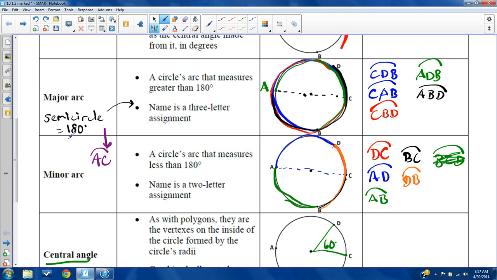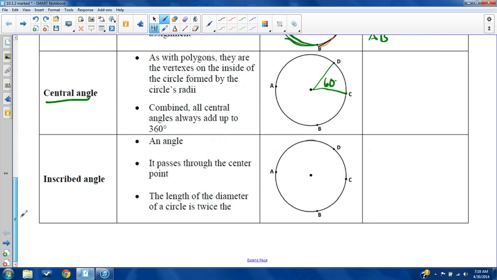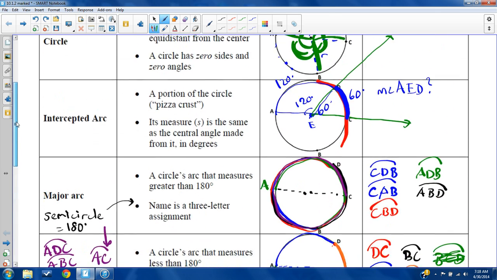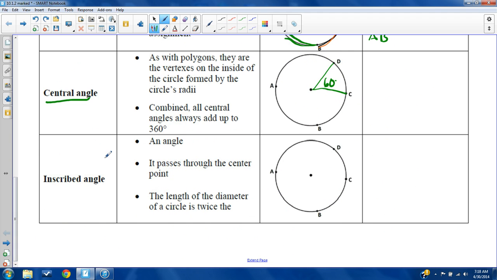So you need to do a 3-letter assignment like ADC or ABC, and now we can say which direction we want to go. ADC is this way because it crosses through D. ABC is this way because it crosses through B. So semicircle, you still need a 3-letter assignment just like major arcs, even though they are not greater than 180 degrees. You still need to indicate which direction you want to go. Okay, and yeah. So that's it for major and minor arcs. And now go through the meat and potatoes. That's the rest of this.